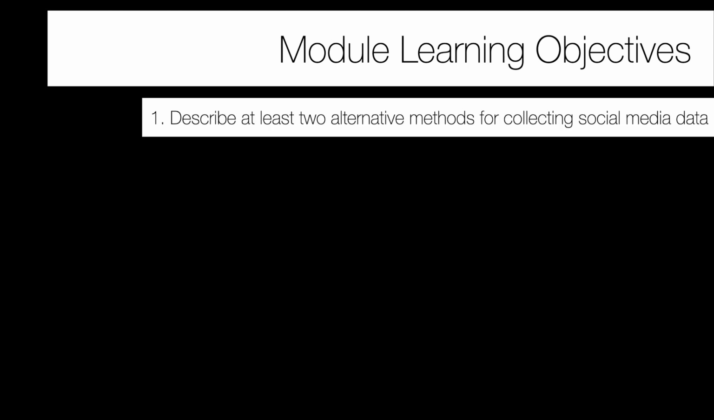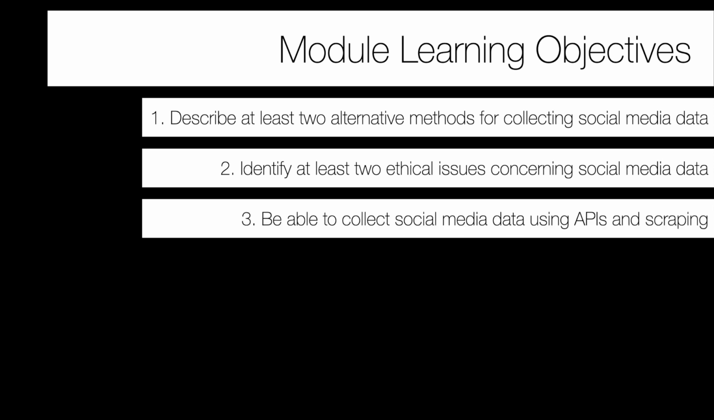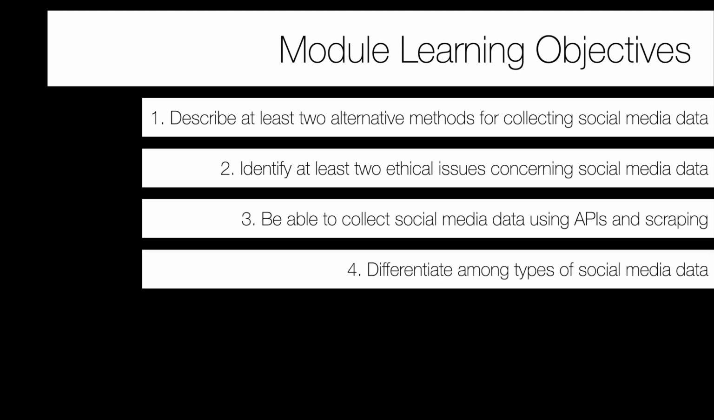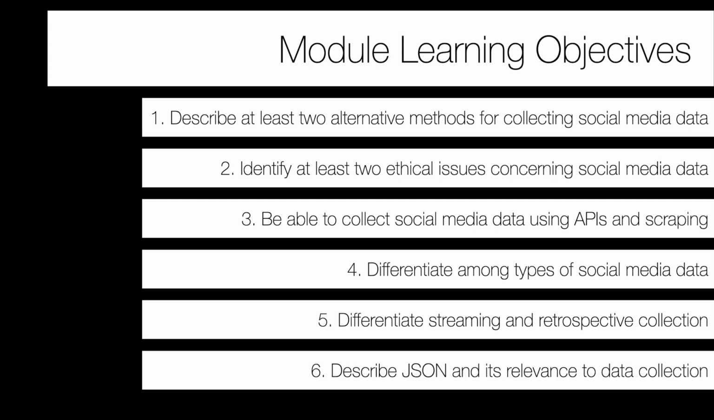So this module has 6 primary learning objectives. The first is being able to describe at least 2 alternative methods for collecting social media data, identify at least 2 ethical issues concerning social media data and its collection, and be able to collect social media data using APIs and scraping tools, differentiate among types of social media data, differentiate streaming and retrospective collection, and then describe JSON and its relevance to data collection.